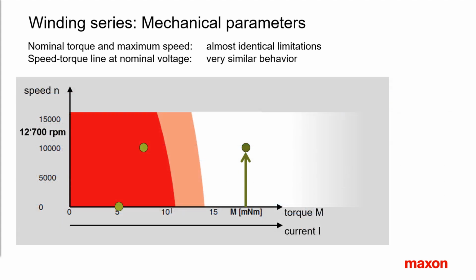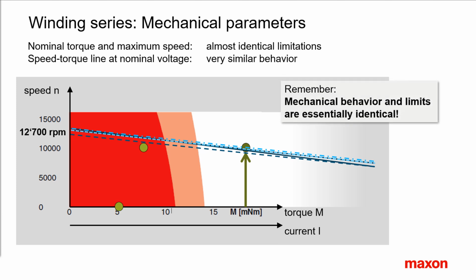Here is a graphical representation of the windings of the previous slide. The operating range diagram of one winding can stand for the full winding series. The speed-torque lines lie in a narrow band. This is how the nominal voltages are assigned. Points to remember: for a given motor type, the mechanical behavior and the motor limits are essentially identical, regardless which winding is taken. From a mechanical point of view, load operating points can equally well be reached with any winding.